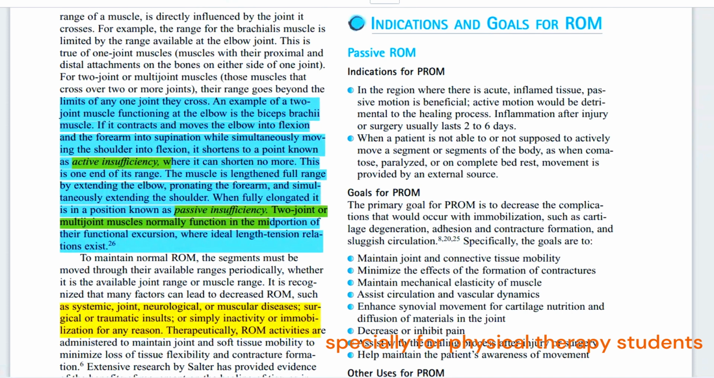Like after post injury or post surgery, in the first week. Here you can see 2 to 6 days of the duration, but in a week you can just give a passive range of motion to start, or you can say the post-operative first week, or the post-injury first week.